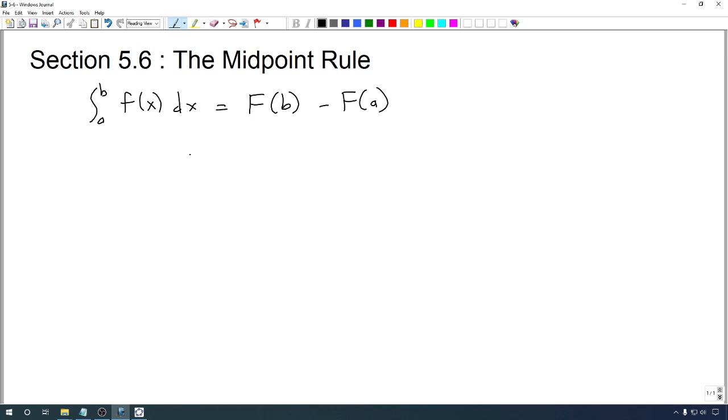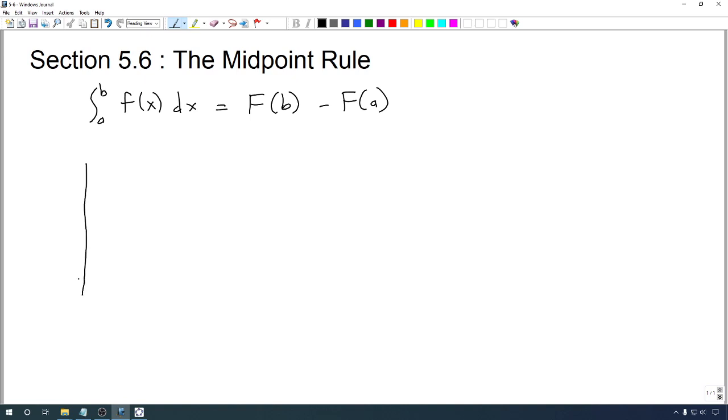Therefore, we're going to discuss one way to approximate the value of a definite integral. We're going to see a few other techniques in section 6.3, but this first technique is probably the easiest one to think about. We're going to look at what we call the midpoint rule.